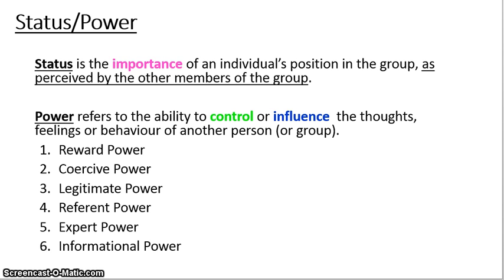Power, on the other hand, refers to our ability to control or influence thoughts, feelings, behaviors of another person or group. Okay, so having high status often gives us power, but status and power are 2 separate and different things. Status is the importance of our position, whereas power is our ability to control or influence. Okay, there's those 6 particular types of power that we talked about. So remember, reward power is about the ability to give positive consequences in response to receiving a behavior that you want. Coercive power, you can take those positive consequences away or give negative consequences instead to make someone do something, i.e., I'm going to give you girls a PBR if you don't listen to this lecture.